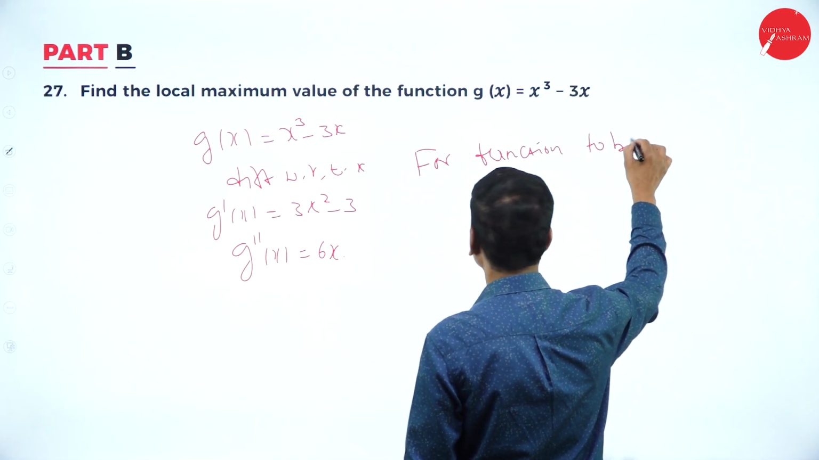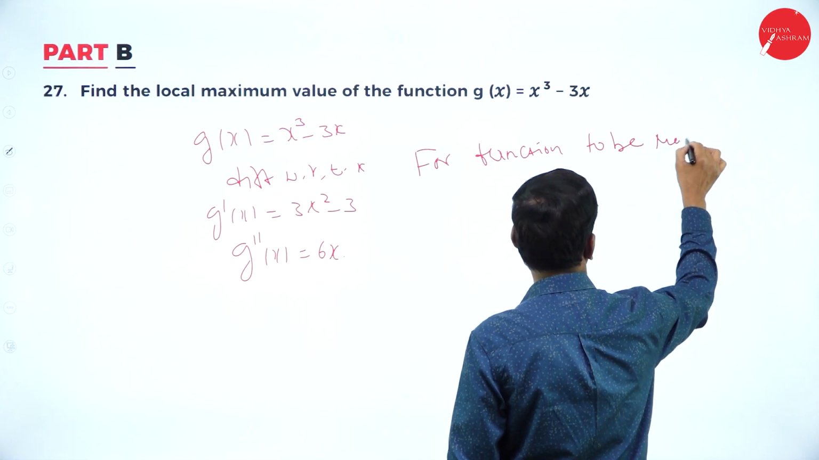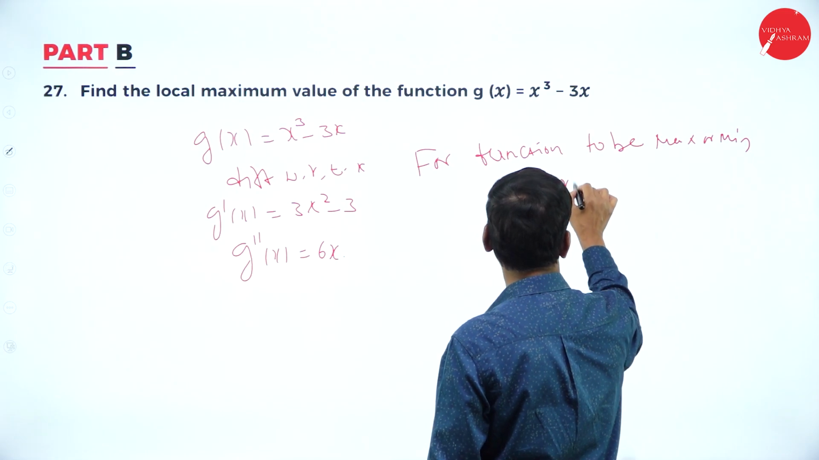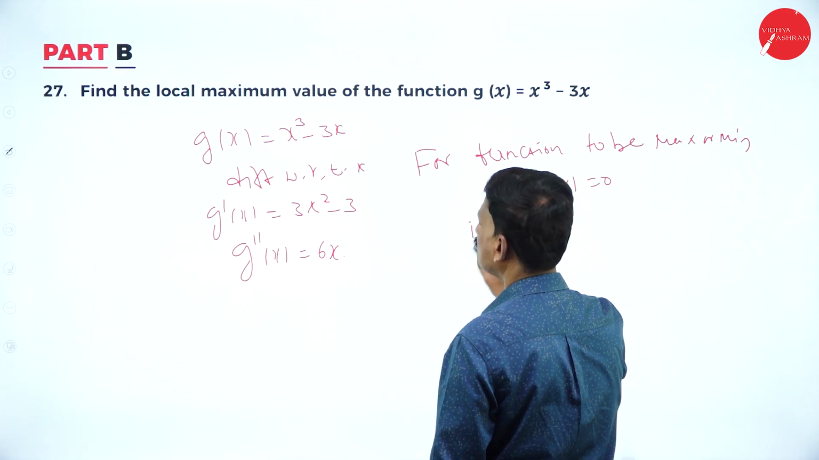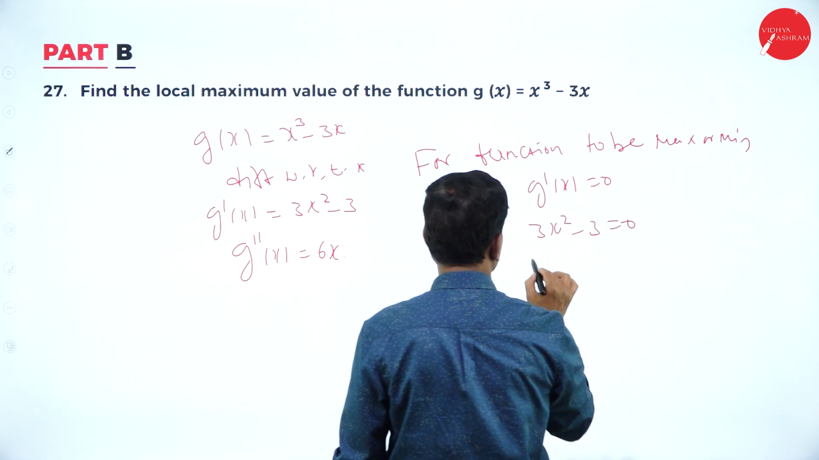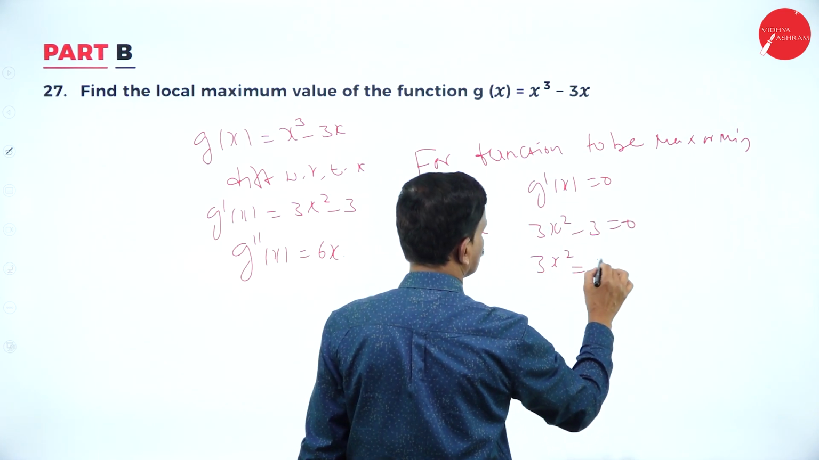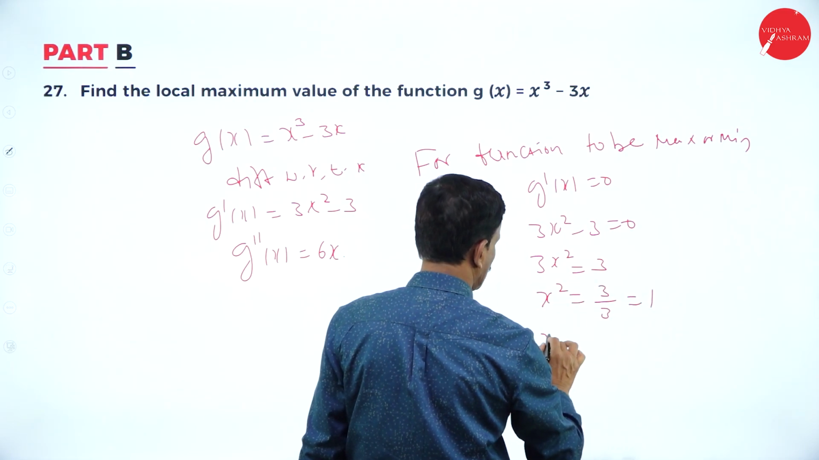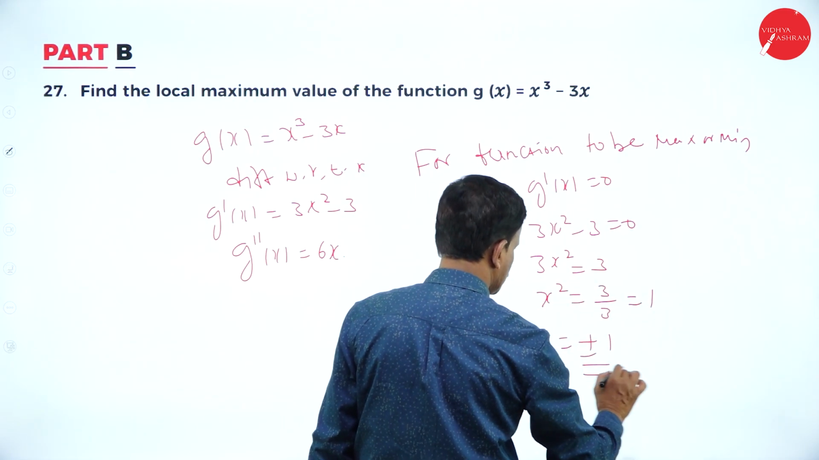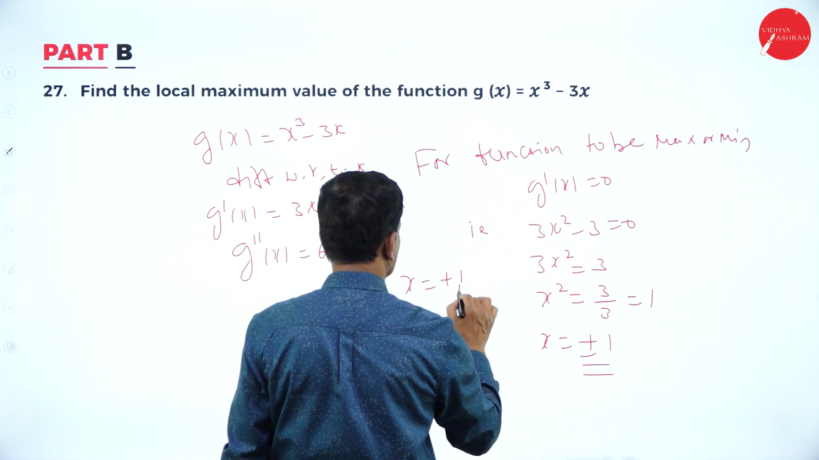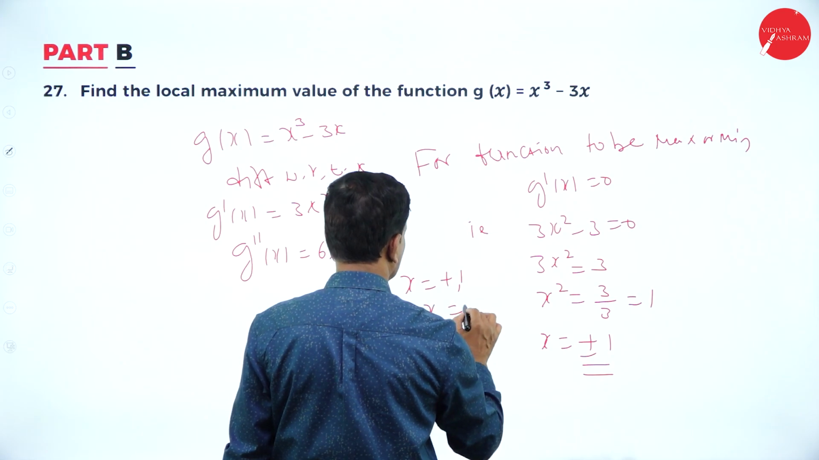Now, for the function to be maximum or minimum, g dash of x is equal to 0. That is, what is g dash x? 3x square minus 3 is equal to 0. So 3x square is equal to 3, x square is equal to 3 by 3, which is 1. Therefore, x is equal to plus or minus 1. So x is equal to plus 1 and x is equal to minus 1 are the critical points.